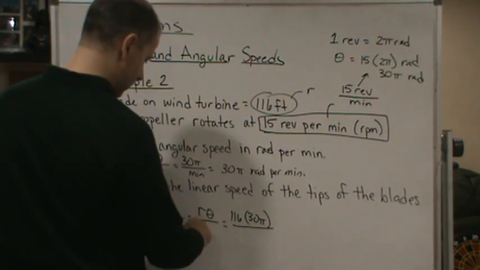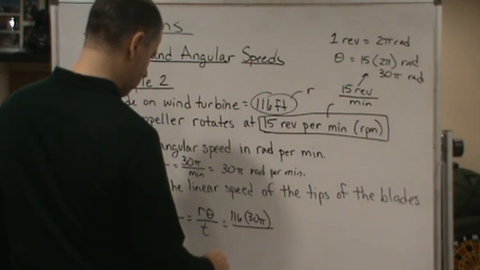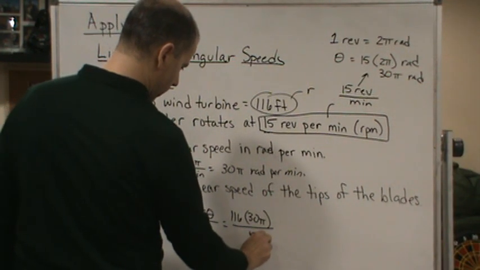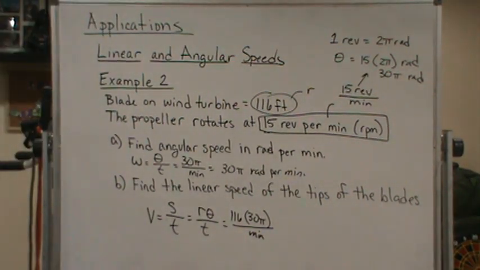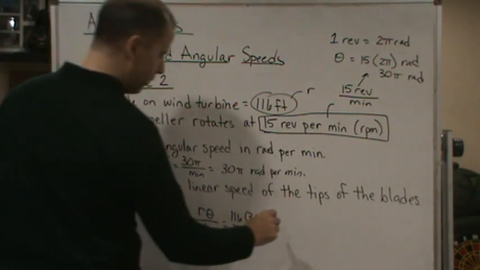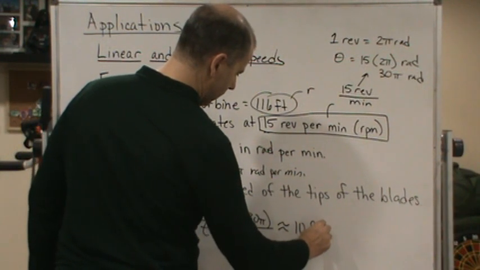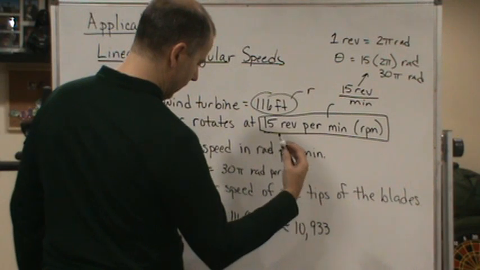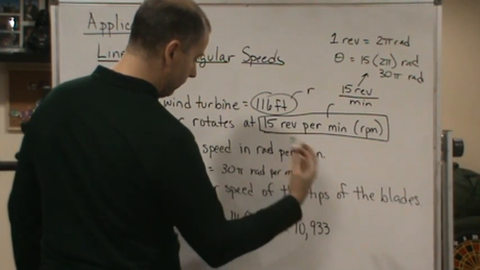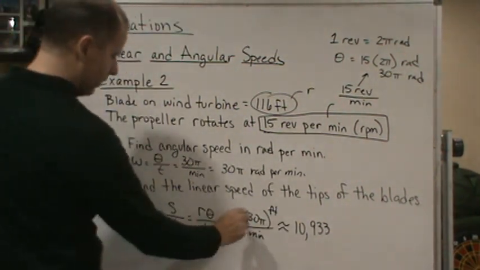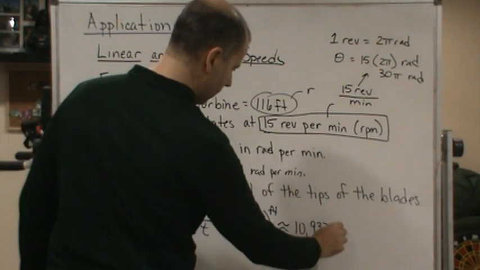We already know that it's per minute, because it's revolutions per minute, so this is going to be per 1 minute. Now if we put this in our calculator, it's approximately equal to 10,933 feet, because this is feet, right here, 116 feet. So feet per minute.